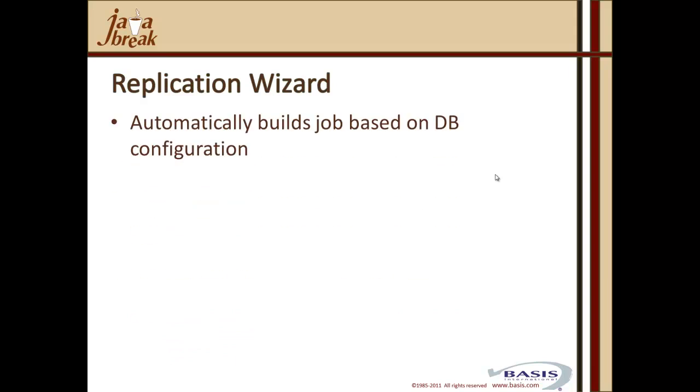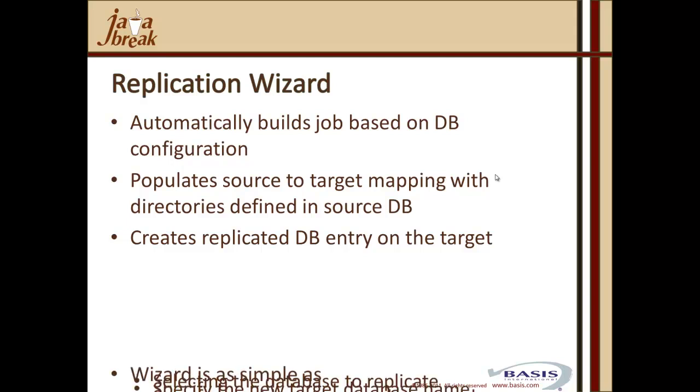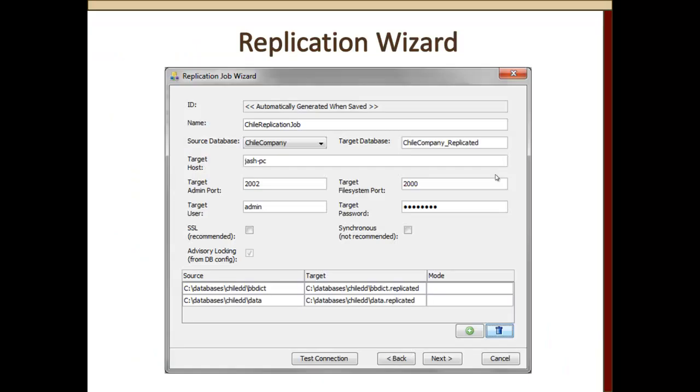So let's talk about the replication wizard. The replication wizard automatically builds the job based, for example, on your database configuration. It populates the source to target mapping with directories defined in the source database. This is using it in the database replication mode. And it creates the replicated database entry on the target. The target doesn't even have to have the database definition defined. It's as simple as selecting the database that you wish to replicate, specifying the new target database name, giving it the target host, username and password, and you're off. So here's what the screenshot looks like, and we'll see this in a minute.